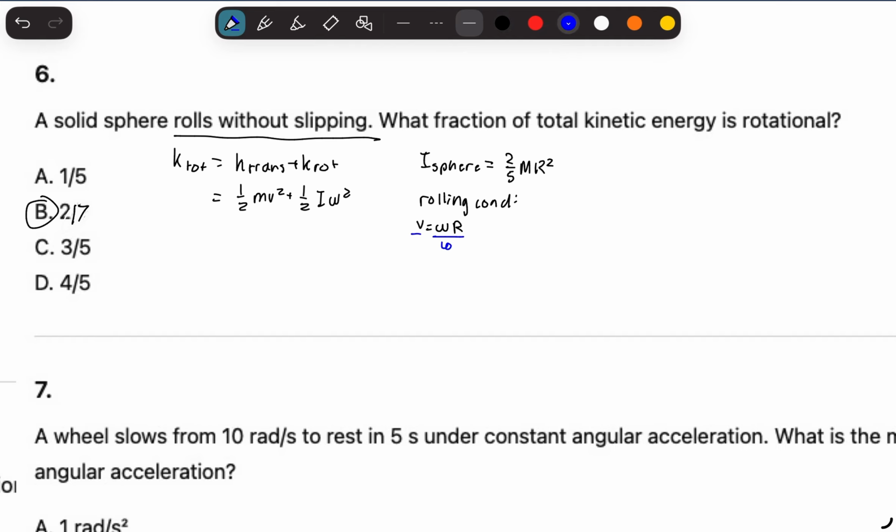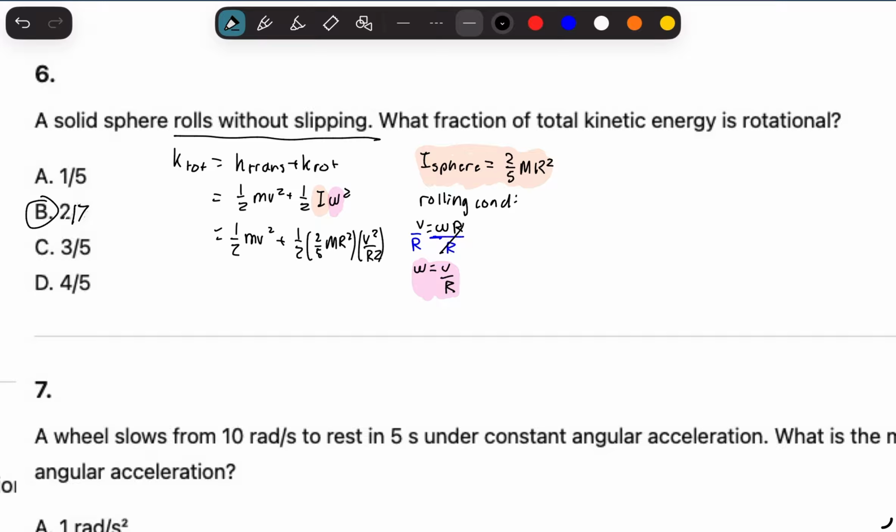If we want to find omega, you can divide both sides by R. So omega is equal to V over R. Now that you have both of these, you can substitute these in. I is equal to this, and omega is equal to this. So now you have, for your rotational, 1/2 times 2/5 mr squared times v squared over r squared, because that's squared.